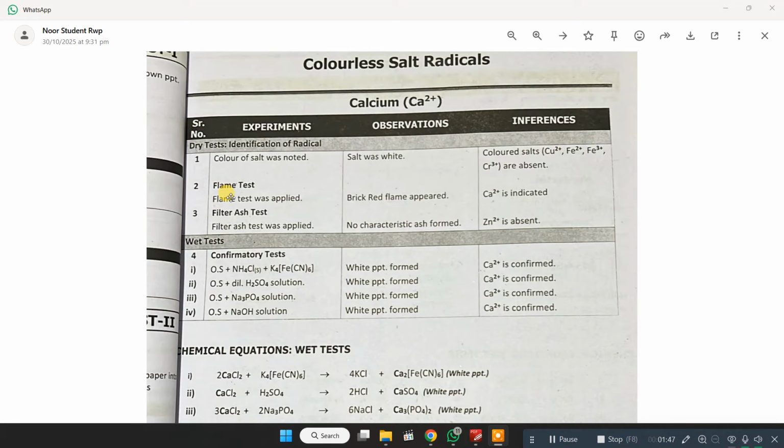Next one is the flame test. The flame test was applied. A brick red flame appeared. Brick red flame, that is the normal flame color of fire as well, we can say; at normal cooking time we can observe it.